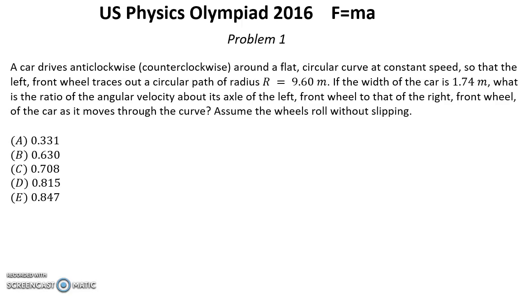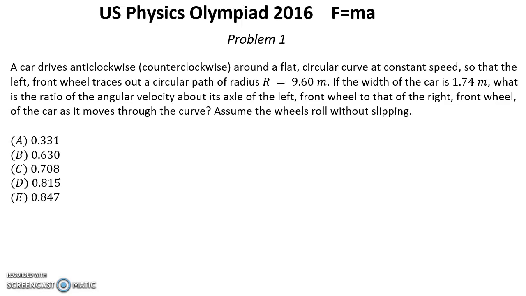Problem 1. A car drives counterclockwise around a flat circular curve at constant speed, so that the left front wheel faces out on a circular path of radius r equals 9.6 meters. If the width of the car is 1.74 meters, what is the ratio of the angular velocity about its axle of the left front wheel to that of the right front wheel of the car as it moves through the curve? Assume the wheels roll without slipping.